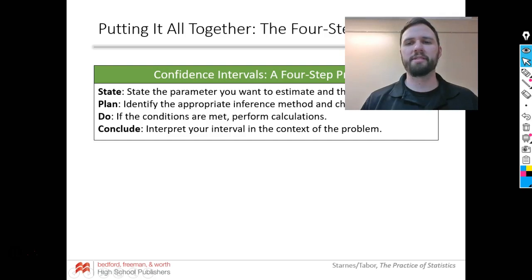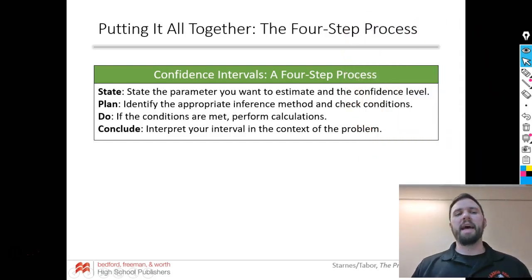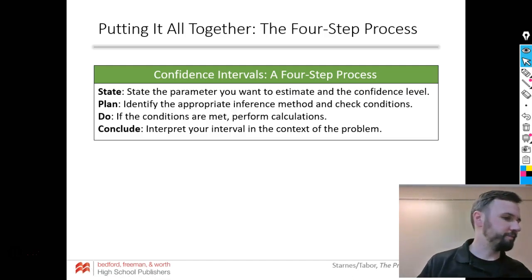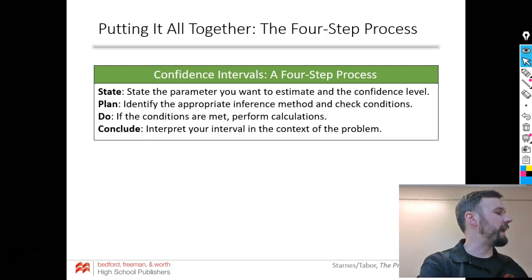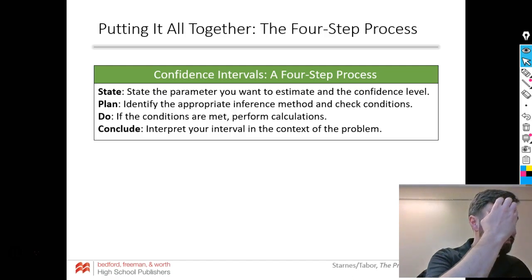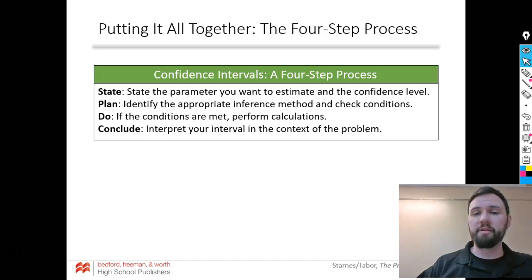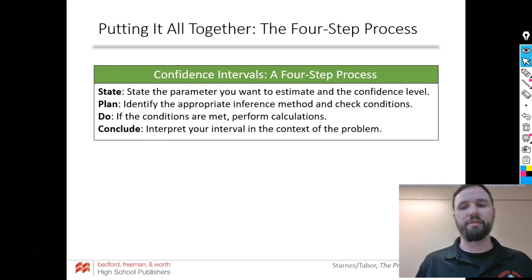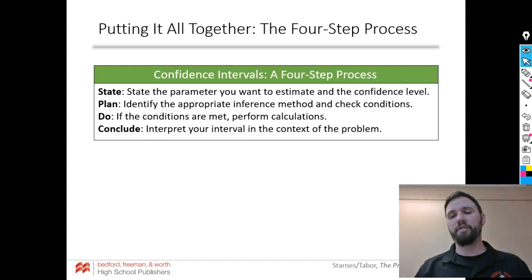Let's talk about the 4-step process. SPDC. State, plan, do, conclude. You're going to hear that a lot. You're going to state the parameter that you want to estimate in the confidence level. The AP test looks for this. You're going to identify the appropriate method and check conditions for plan. Do, you do it and find your statistics calculations. And conclude, you interpret with your sentence. State, plan, do, conclude.